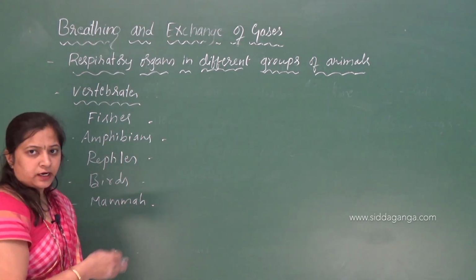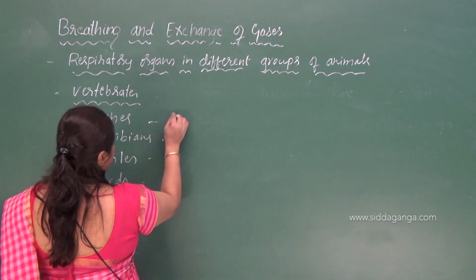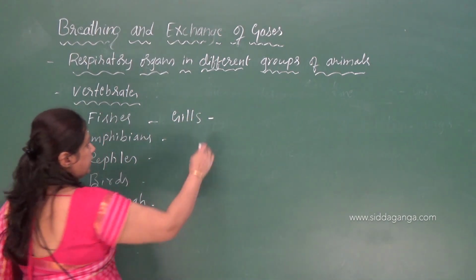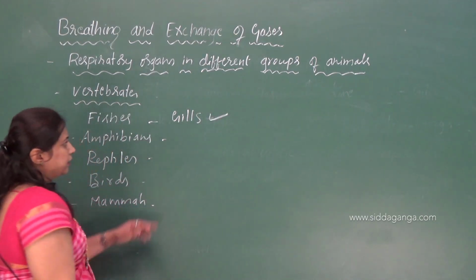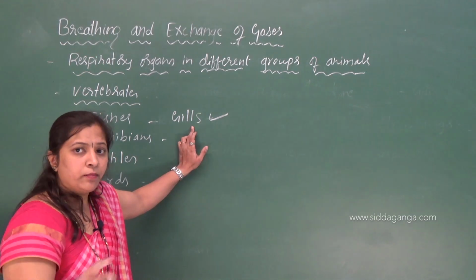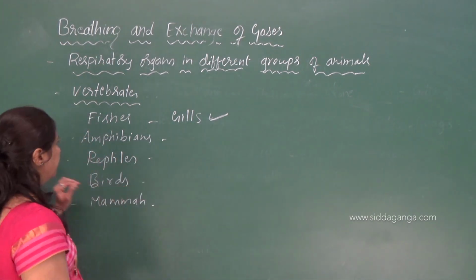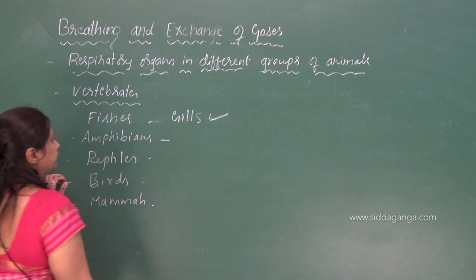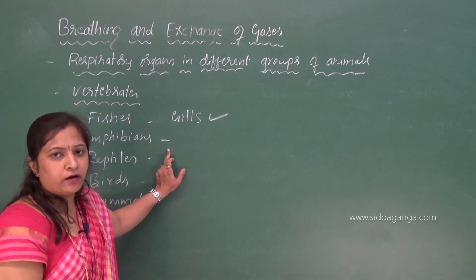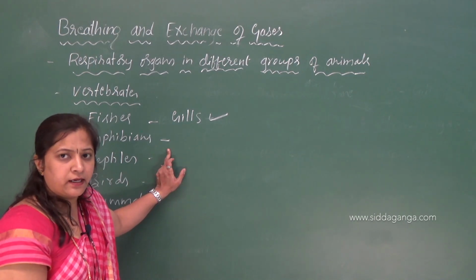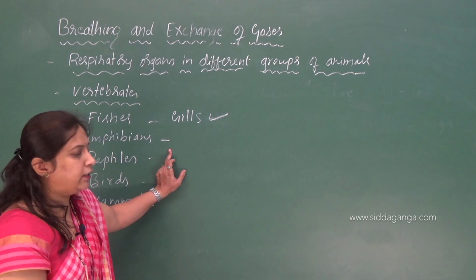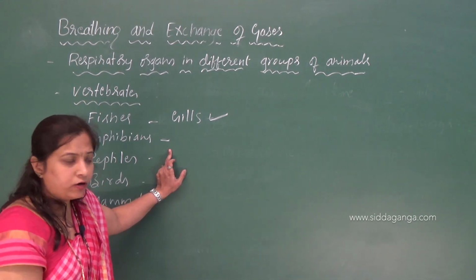So fishes are aquatic, as I said. So they have gills for respiration. Okay, and the respiration with the help of gills is called what? Branchial respiration. And amphibians have a dual mode of life. They can live in water as well as on land. Okay, so they have a dual life.